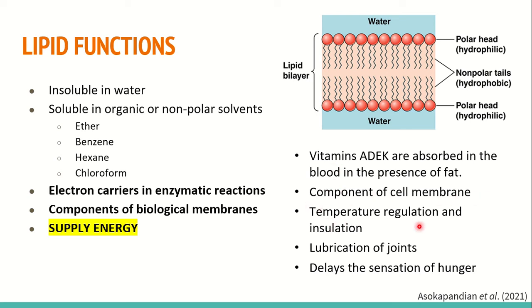They also help in regulating temperature, insulation, lubrication of joints, and delaying the sensation of hunger. For temperature regulation, our fats help because cold or lower temperatures trigger our body's fat cells to release stored energy. They release stored energy in the form of heat, of course. What else? Delaying the sensation of hunger, because the primary function of our lipids is to supply energy.